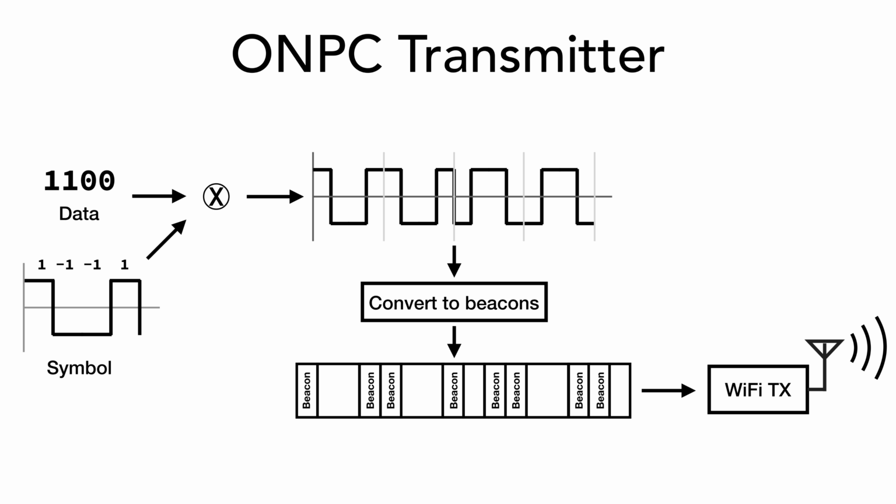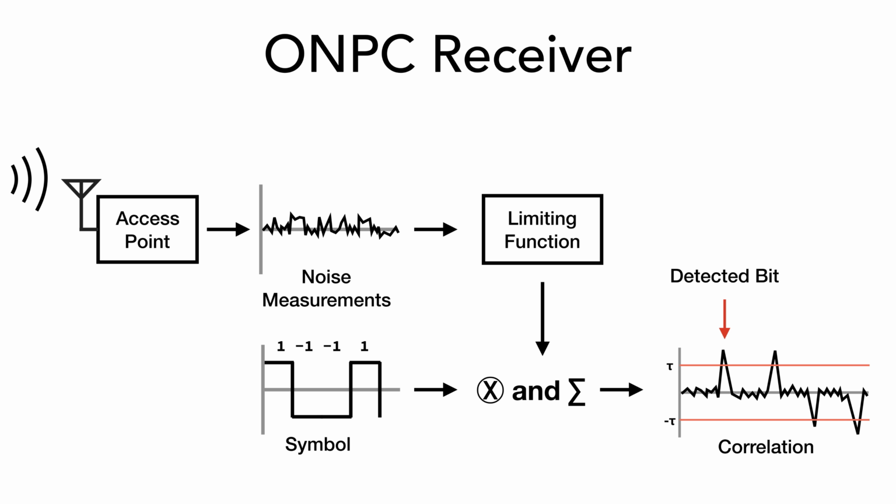So we convert all these into beacons, and then we take these beacons, this pattern of beacon frames that we're sending out, and we pass that along to the Wi-Fi transmitter. So Wi-Fi is completely oblivious that we're building a protocol on top of it. It's just transmitting out Wi-Fi frames. On the receiving end, the access point's collecting noise measurements. Now, access points are always doing that, right, for carrier sensing and for decoding frames. So it's just measuring the noise.